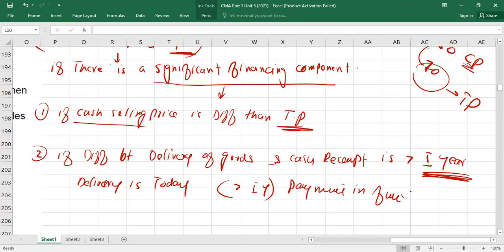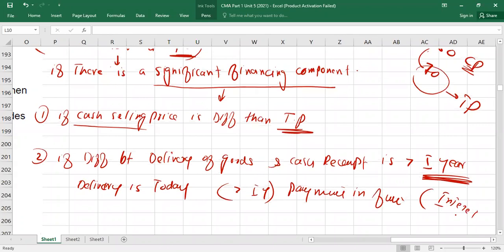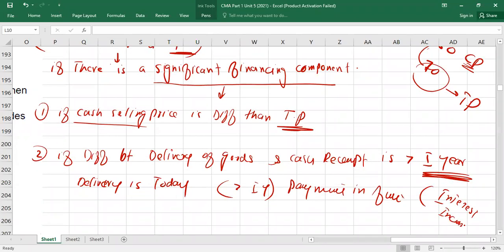Please make a note in this scenario. Whenever delivery is in advance, from the seller's point of view, interest income will arise. What will arise? Don't forget, intentionally I'm writing these words: interest income. Why? I'm giving an example. This is a rough example, I know, but just to help you understand. For example, I spent $200 or $2,000 on a chair. I sold it to you on credit. It means you are using my money for 3 years now, right?